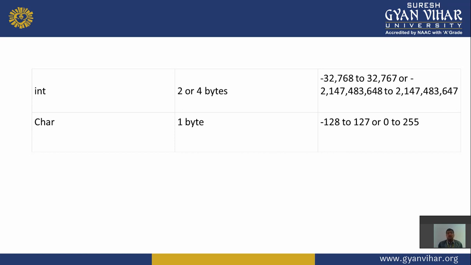So if we allocate 2 bytes of memory, the range in C programming is minus 32768 to plus 32767. Or if you decide on 4 bytes, then that is the range of integer. Clear? Now we move on to the second data type. What is the second data type? Character.